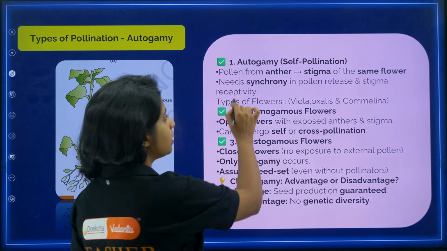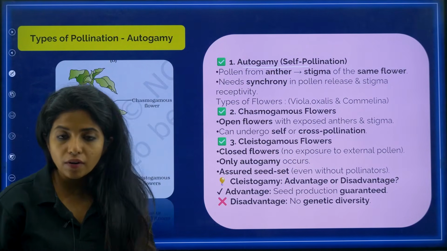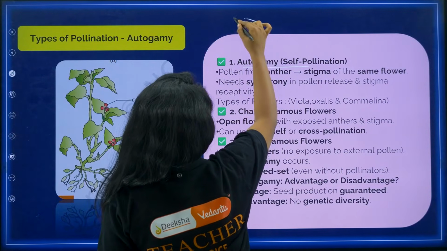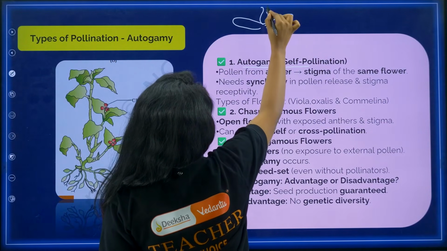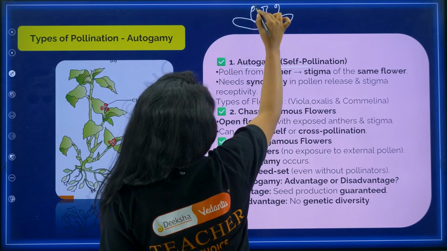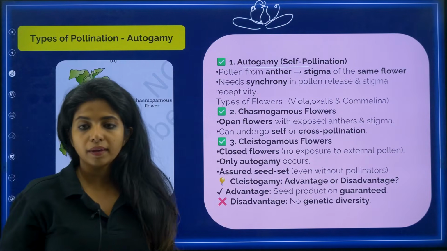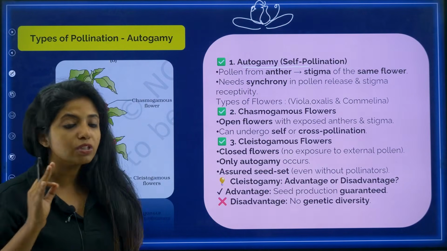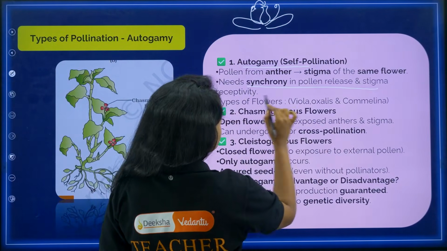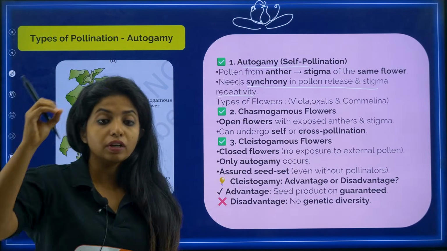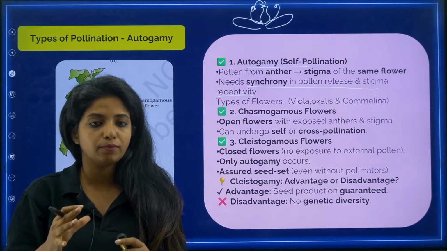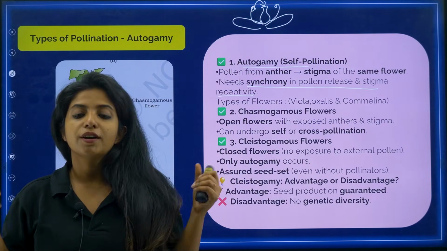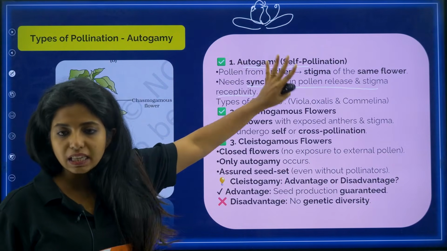One is autogamy. What do you mean by autogamy? Pollen from the anther to the stigma of the same flower. Suppose this is a flower, that is what we are having. Here you have the female part and the male part. So from the male part it comes and lands on the female part. My dear children, you call this autogamy. But what do you exclusively need over here? Synchrony in pollen release and stigma receptivity. The pollen release should be synchronized with the stigma being receptive. Suppose the pollen is being released but the stigma is not receptive. Do you think things can work? No. So autogamy is basically self-pollination.